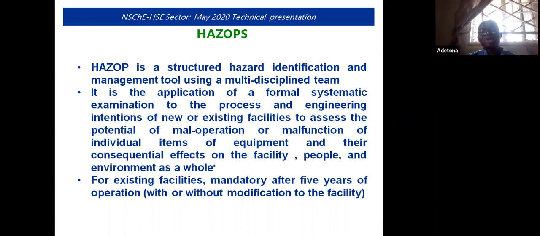Then HAZOP can be applied to existing facilities. Okay, it's mandatory after 5 years of operation. It is also applied to new plant, and as we shall see, it's so versatile. You can apply it to procedures, risky procedures, and so forth.